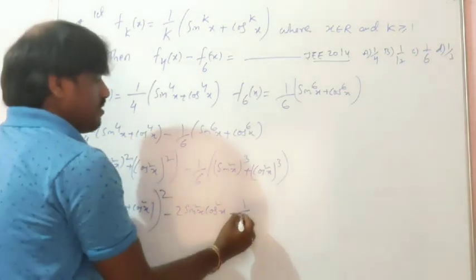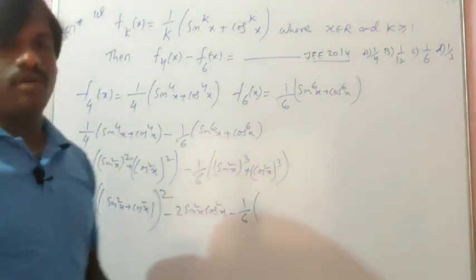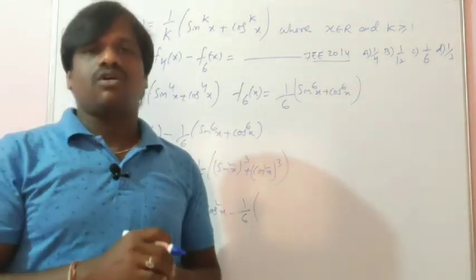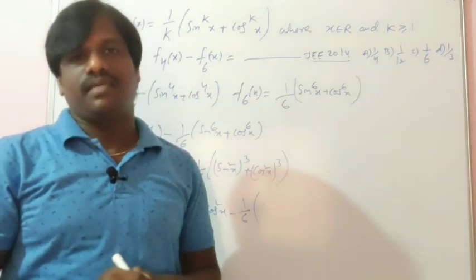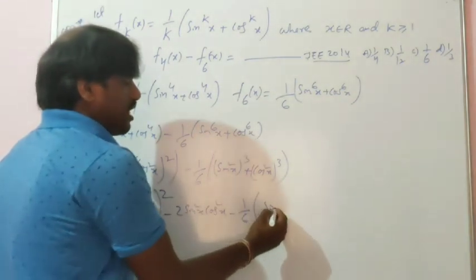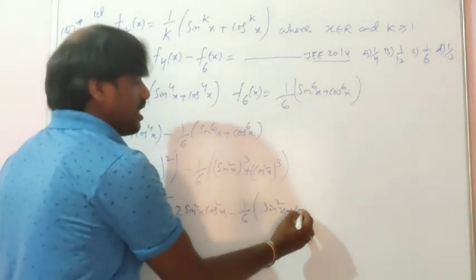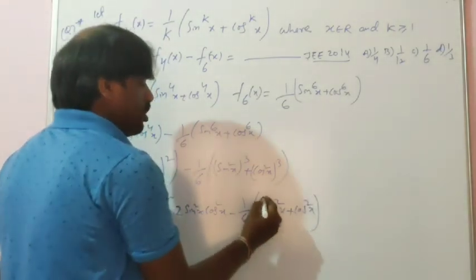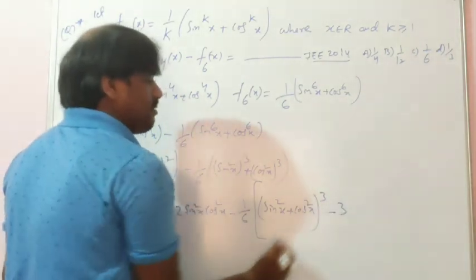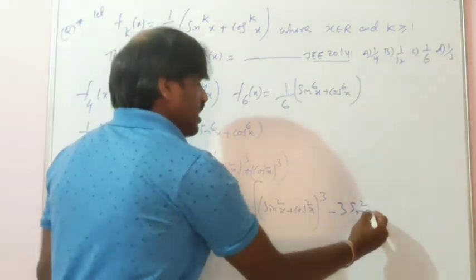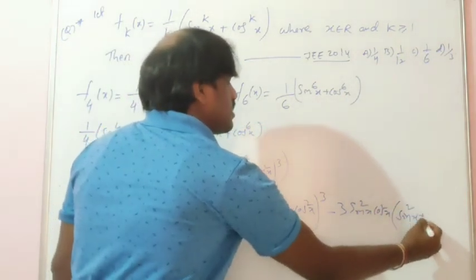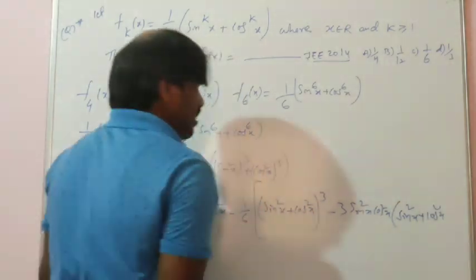Minus, I can write as 1 by 6, a cube plus b cube. A cube plus b cube is nothing but a plus b whole cube minus 3 times ab under bracket a plus b. That is the formula to be used. So a plus b whole cube formula can be used here: a plus b whole cube minus 3 times ab into a plus b. This is what you have, a plus b whole cube.